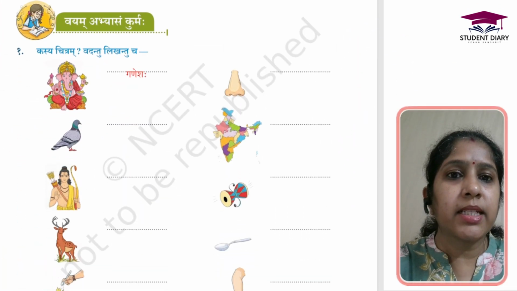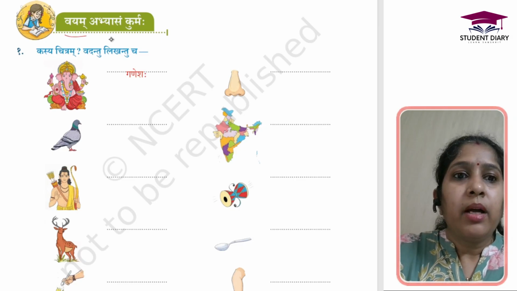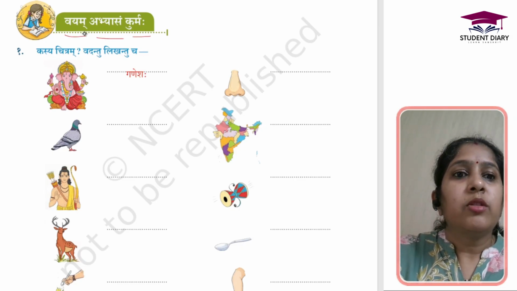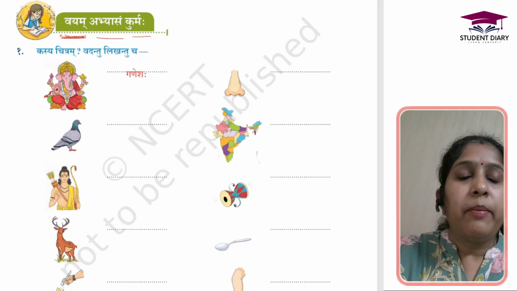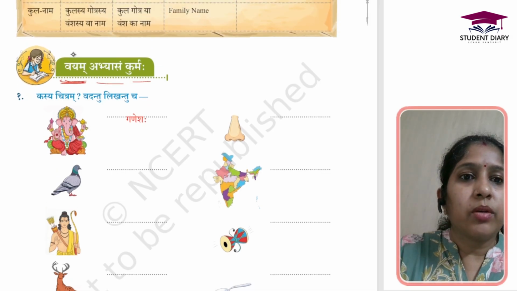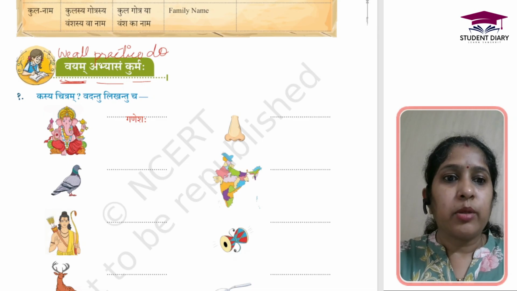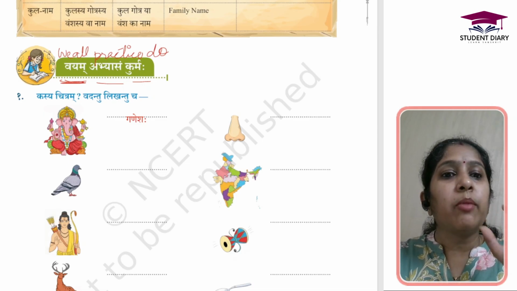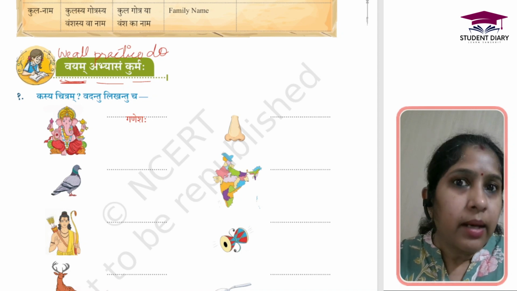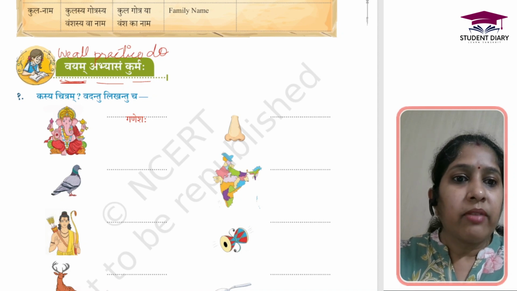Yeah. From here, the exercises are coming. So they are saying Vayam Abhyasam Kurmaha. Vayam means we all. Abhyasam means practice. Kurmaha means do. So we all will do the practice. Now, just by looking at the picture, you have to see what the picture is and try to write the spellings. Like the first one, we can see, right?